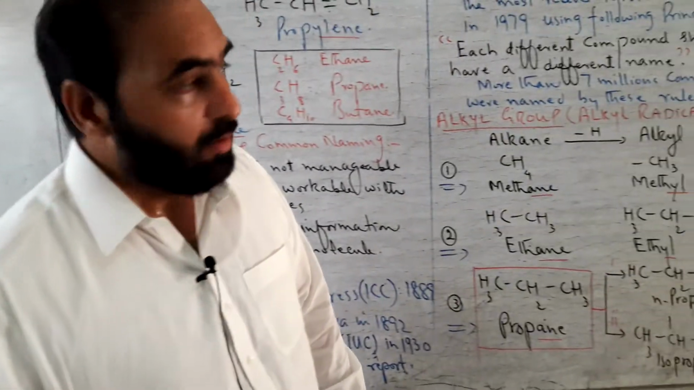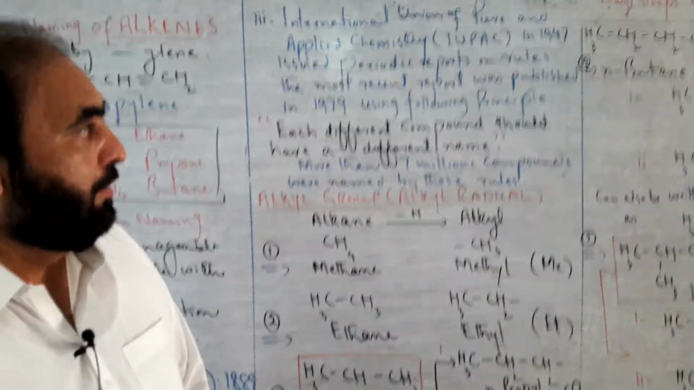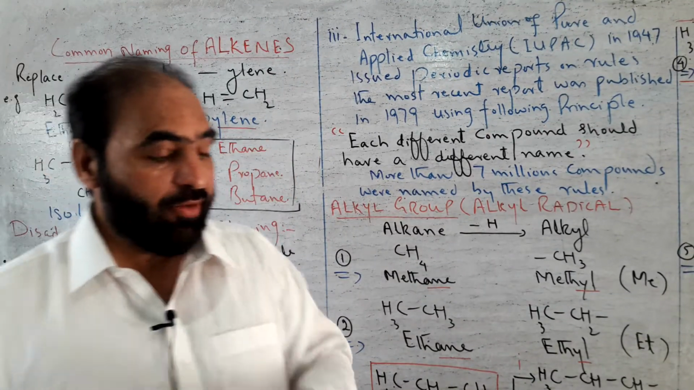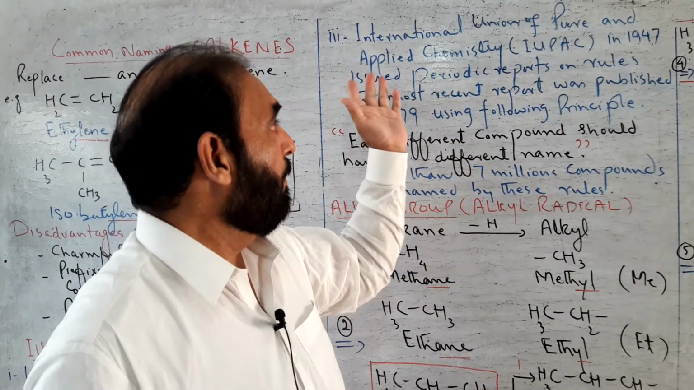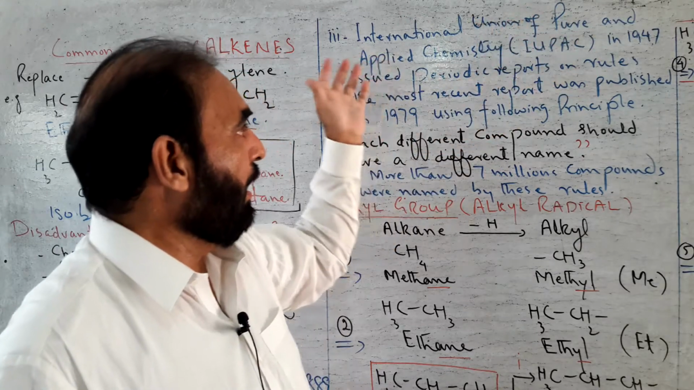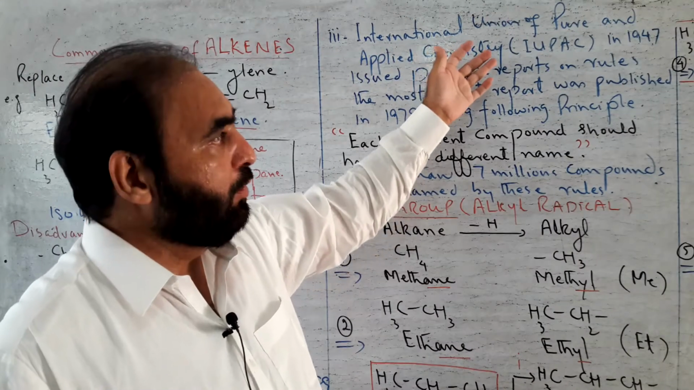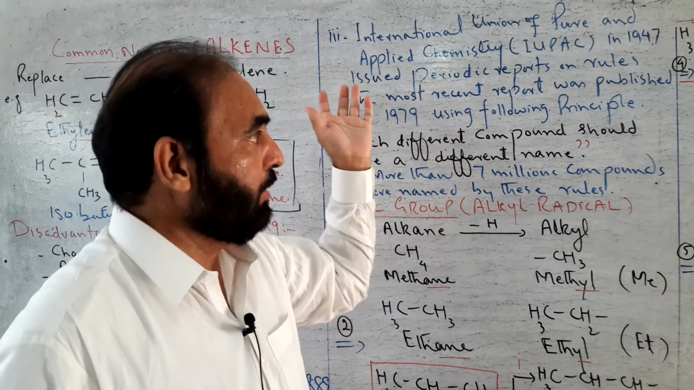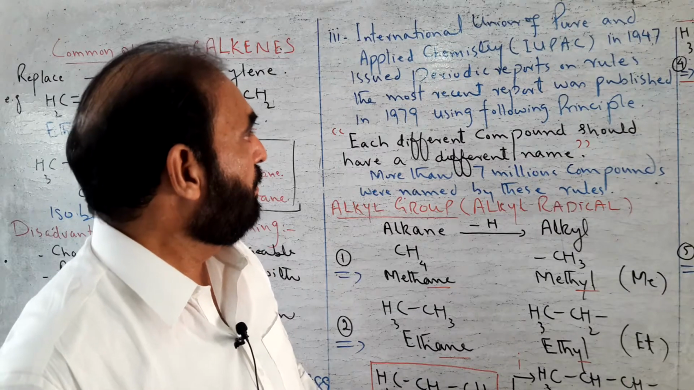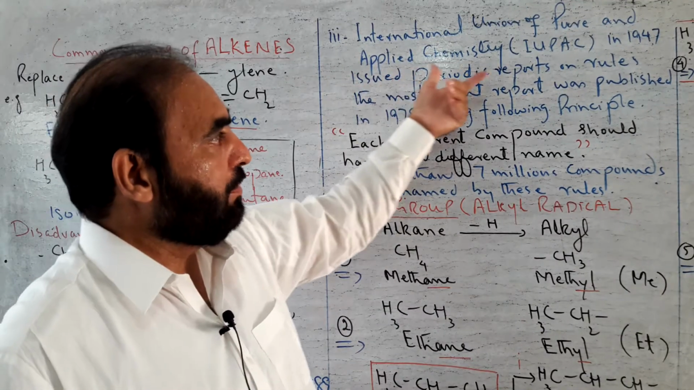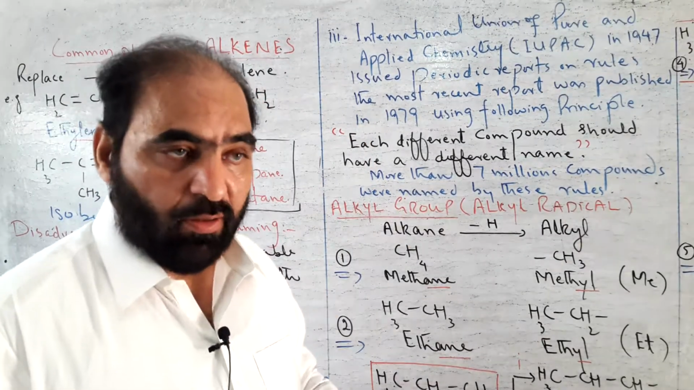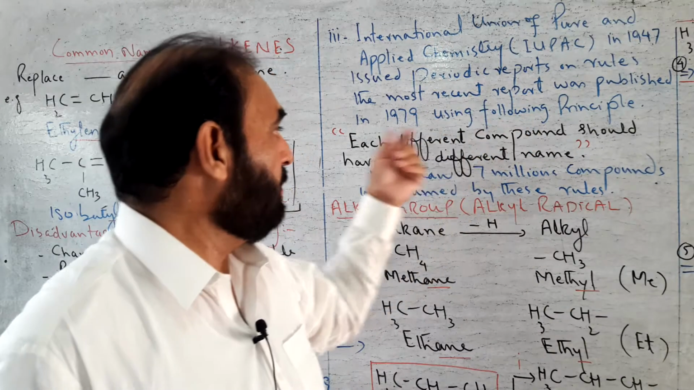In 1947, the most recent and better committee for the nomenclature of organic compound was constituted, International Union of Pure and Applied Chemistry, IUPAC. This union has issued periodic reports on rules for organic compounds. The most recent report was published in 1979.